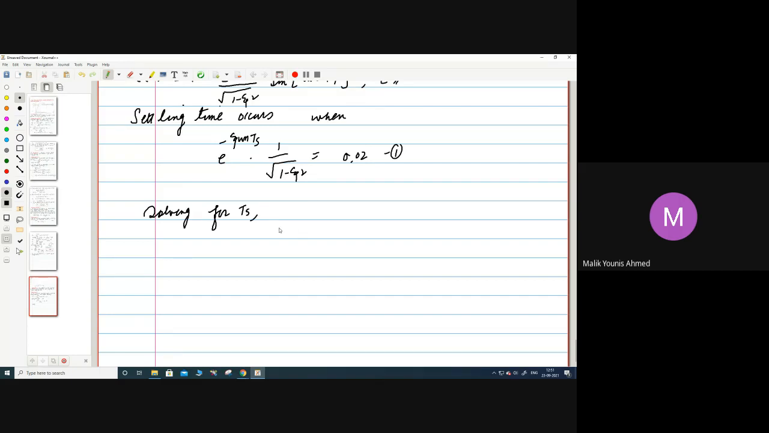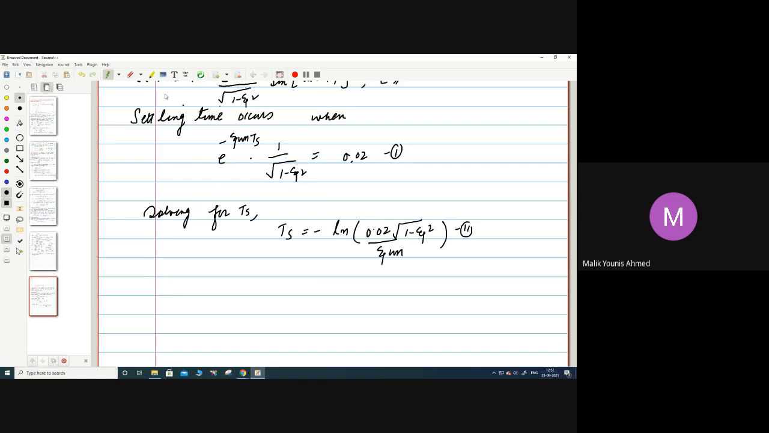Solving for Ts, so we have Ts equal to, I'll write the expression. You can take the log, log e raised to power this, so that will be minus xi omega n Ts equal to natural log of 0.02 under root of 1 minus xi square. So Ts equals minus natural log of 0.02 under root of 1 minus xi square divided by xi omega n. Expression second. So this expression is for the settling time.